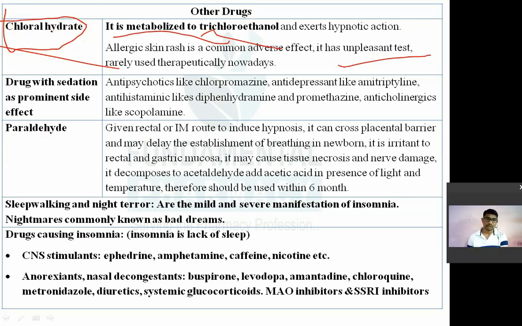Next category is drug with sedation as a prominent side effect. तो ऐसे ड्रग जिनका सेडेशन एडवर्स इफेक्ट है वो एडवर्स इफेक्ट यूटिलाइज किया जाता है एज ए थेरेप्यूटिक. सो एंटीसाइकोटिक ड्रग लाइक क्लोरप्रोमाजिन, एंटीडिप्रेसेंट ड्रग लाइक amitriptyline, then your antihistaminic drug like diphenhydramine, promethazine, they have adverse effect of sedation, and that sedation is utilized here.